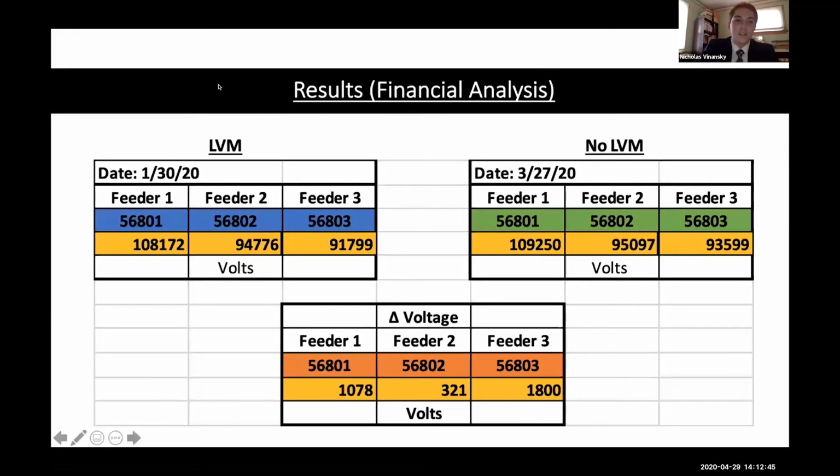So these are the results of the voltage portion that I discussed. As you can see, this is during LVM, this was not during LVM. And these are the change in voltage between the 2 days. So as you see, the voltage on feeder 1 increased by 1,078 volts, feeder 2 increased by 321 volts, and feeder 3 increased by 1,800 volts.